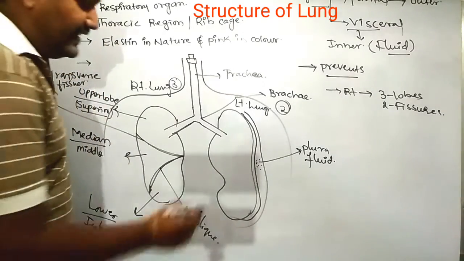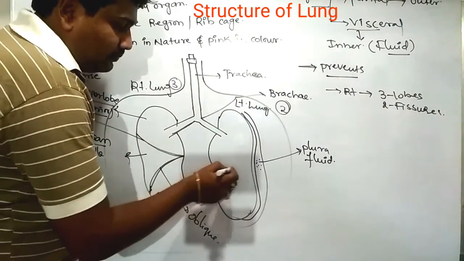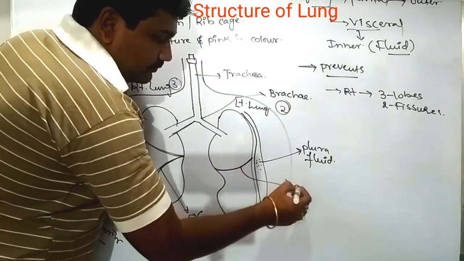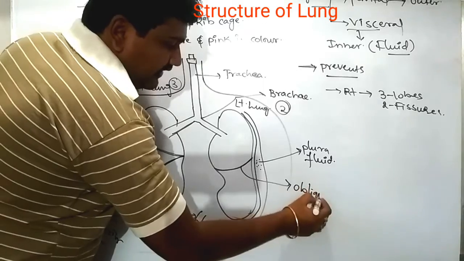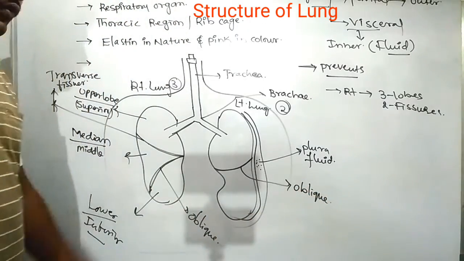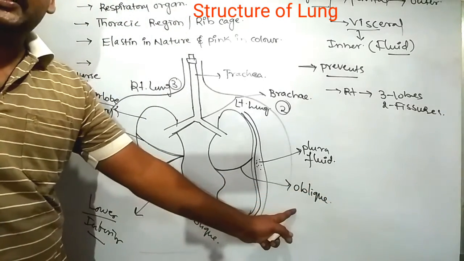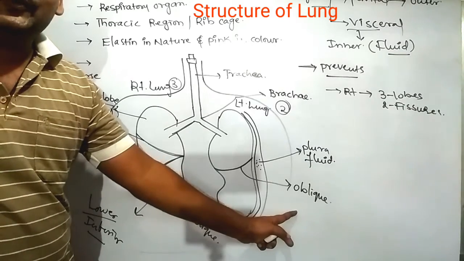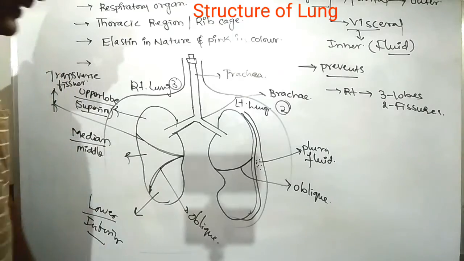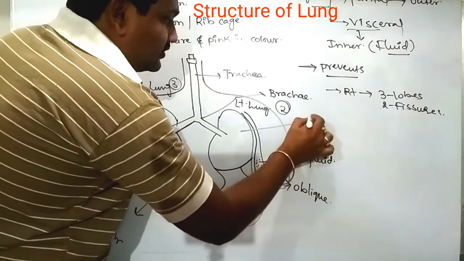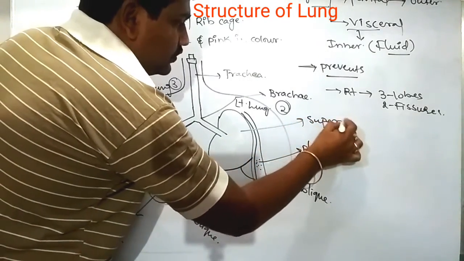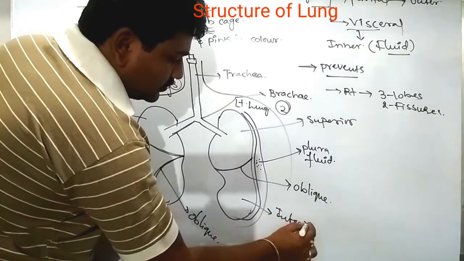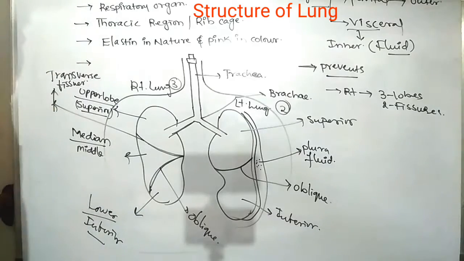Next one, the left lung is divided into 2 lobes by only one fissure. That one fissure is known as the oblique fissure. The oblique fissure divides the left lung into 2 lobes. First one is the superior lobe, second one is the inferior lobe. Are you clear?